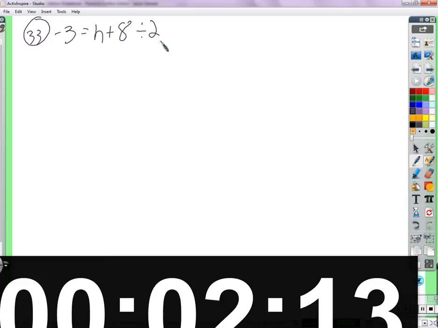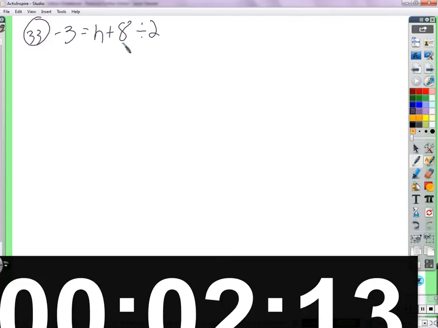Instead of trying to do things on both sides right now, could we simplify the way it looks before we even get started on that? Yeah. How so? Sid? You divide by 2. 8 divided by 2. Okay? It's just an order of operations thing.